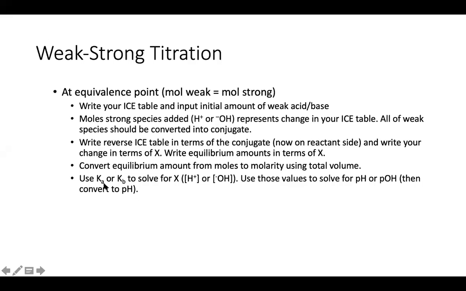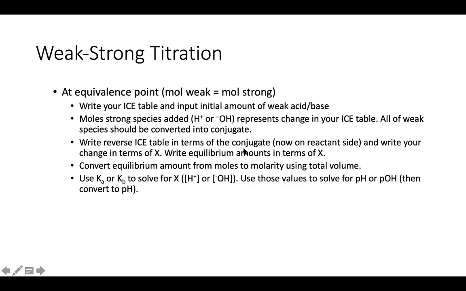Now you might ask yourself, how do I know when I should use my Ka and when I should use my Kb? To know which one you should use, you have to look at your reverse ice table. Whatever is on the reactant side in your reverse ice table, whether it's an acid or a base, that's which one you should use, Ka or Kb. So in the instance where we have a weak acid being titrated by a strong base, our conjugate will be a conjugate base in our reverse ice table.